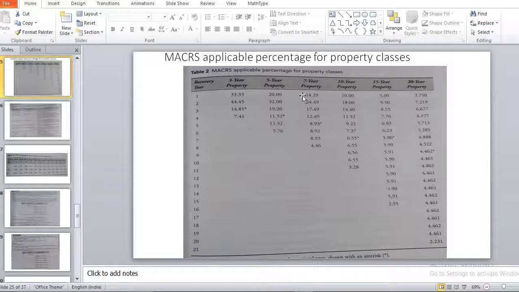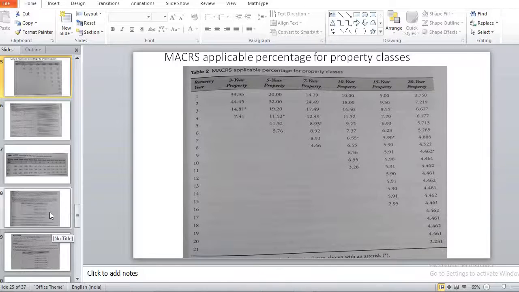What are the rates we consider for depreciation calculations? For the first year it is 14.29%. Second year it is 24.49%. Third year it is 17.49%. Fourth year it is 12.49%. Fifth year it is 8.93%. Sixth year 8.92%, then 8.93%.